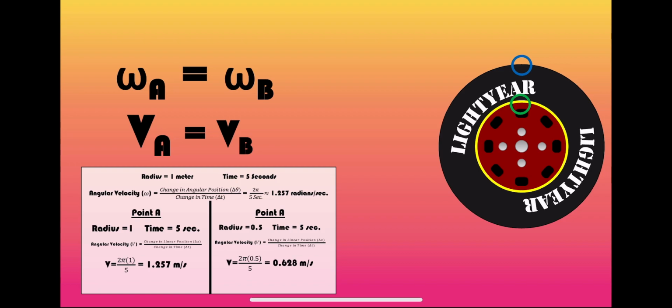This makes sense because if you remember our conversions from our angular values to our linear values, we just simply multiply the rotational values by the radius. And since angular velocity is the same for both points and the radius for point A is greater than point B, the linear velocity must be greater.